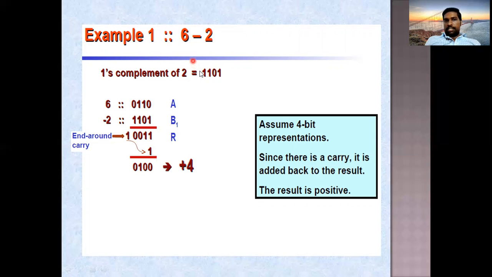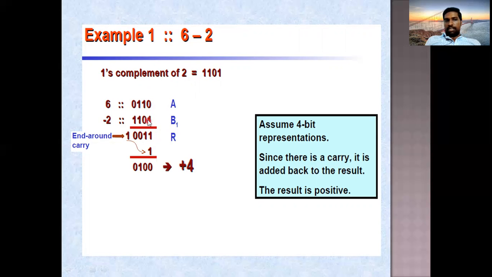Now add A plus B. What is the value of A? 6. 6 means 0, 1, 1, 0. A plus 1's complement of B. 1's complement of B value is 1, 1, 0, 1. So add A plus this. This binary addition, you know already.